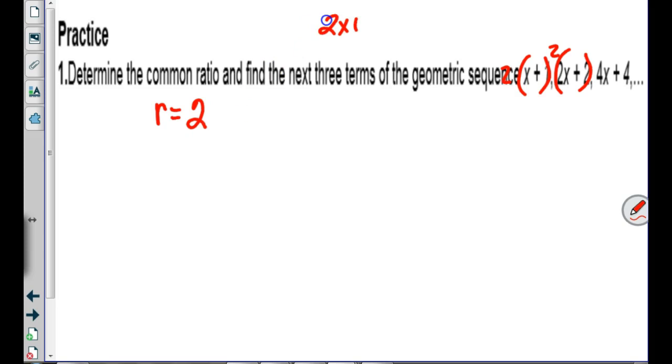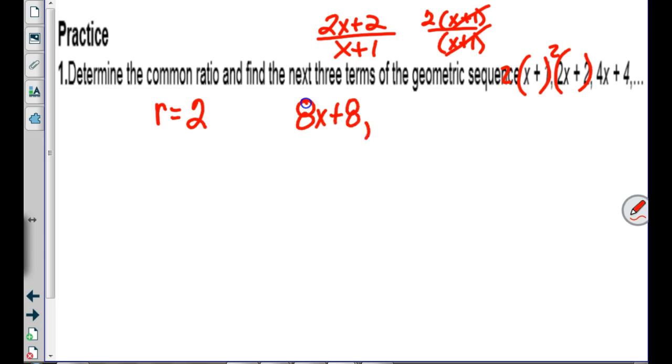Now, you would have to factor a 2 out of the top to be able to find that common ratio. But we figured it out in our head, right? Okay. But the next 3 they want, so we'd have 8x plus 8 and so on. Good job. All right. Interesting.